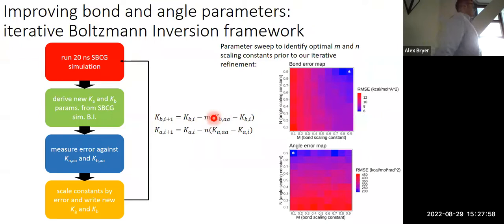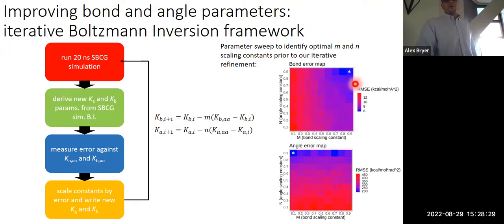So in this case, we performed this grid sweep. We swept, as I said, from 0.1 to 0.9 for both M and N, and we plot the RMSE from one single iteration. So the root mean squared error from the previous iteration compared to the present iteration. What's kind of interesting here is you can see that bonds and angles seem somewhat coupled, at least more so according to this heat map, whereas angles not so much.